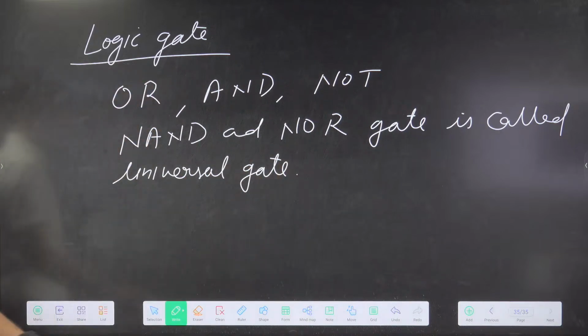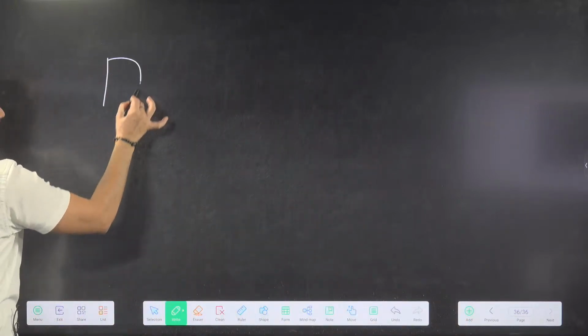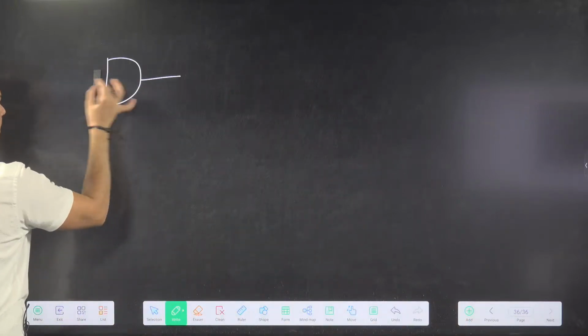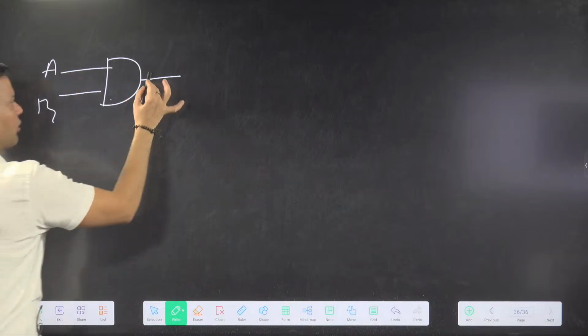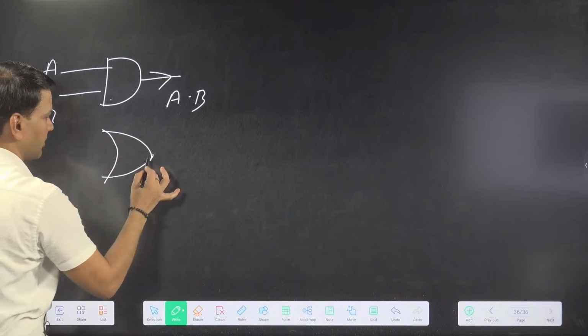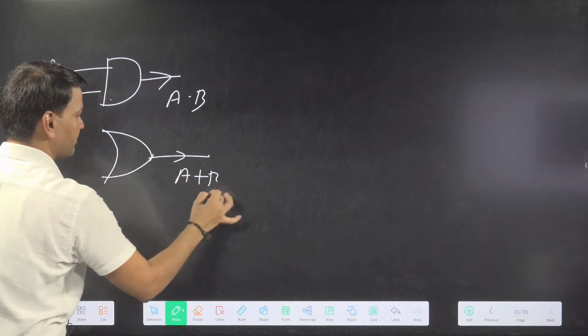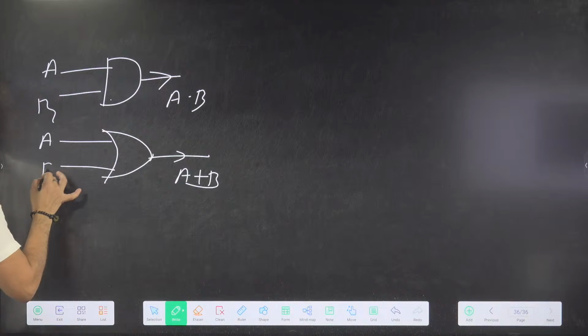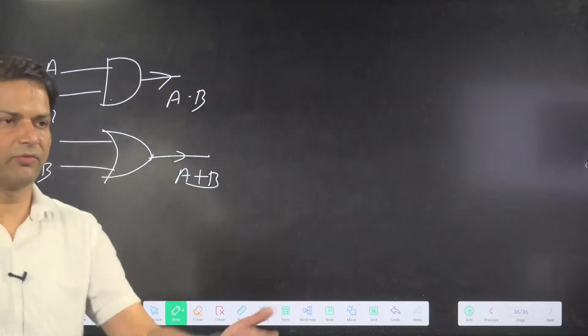Okay, AND gate symbol everybody knows, like this is the symbol for the AND gate. When A and B are the inputs, the output you will get is A dot B. OR gate, A plus B, when the inputs are A and B. NOT gate, when A is the input, A bar will be the output.